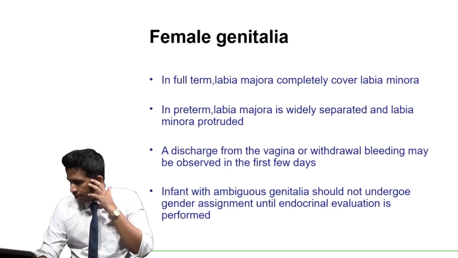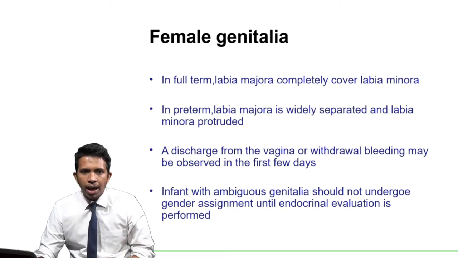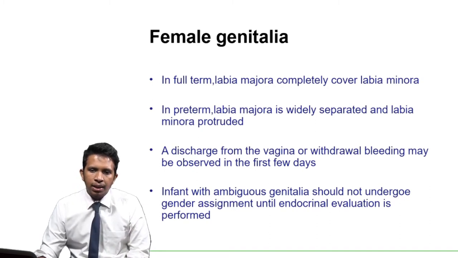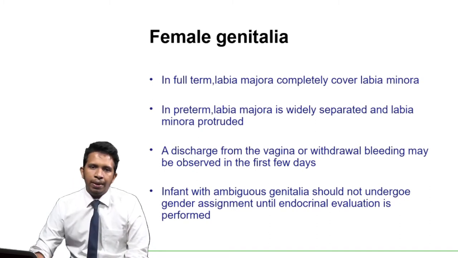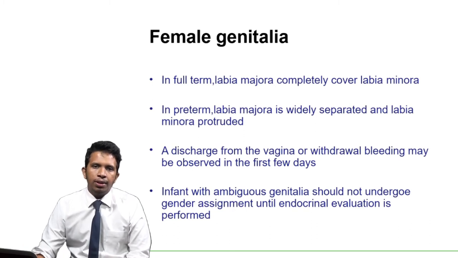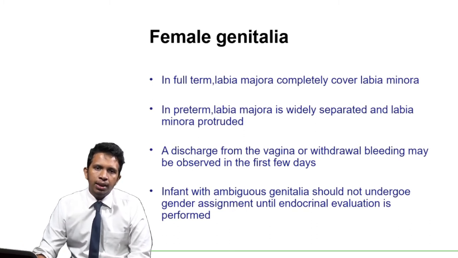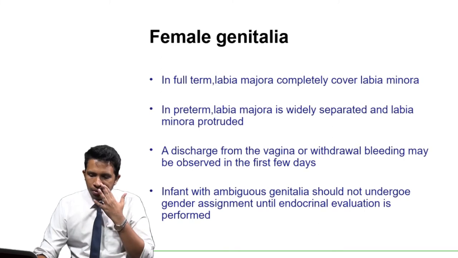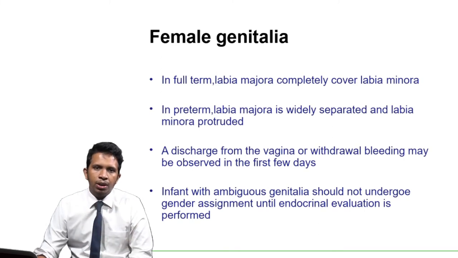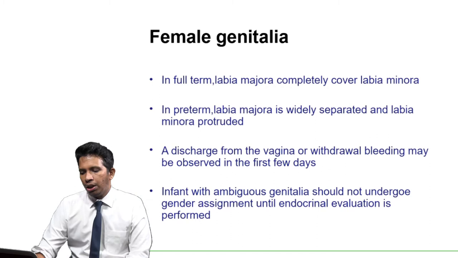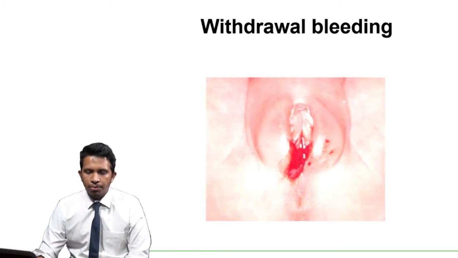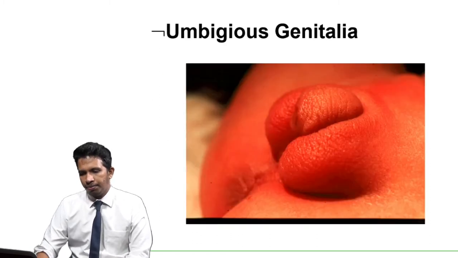Okay, they appear like a scrotum. So it is very ambiguous. We can't determine the gender. It could either be a transgender child, or it could also be ambiguous genitalia, which is due to congenital adrenal hyperplasia. Therefore, we need to do an endocrinal evaluation before we assign gender.